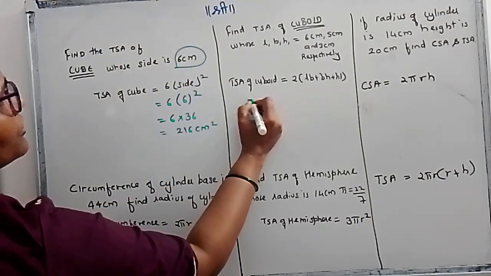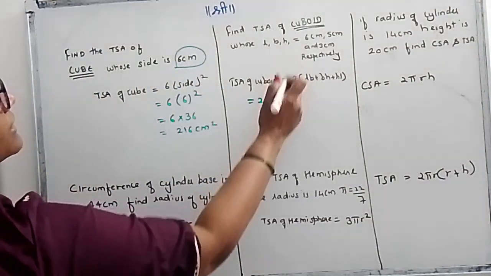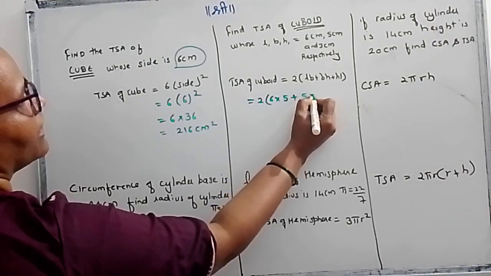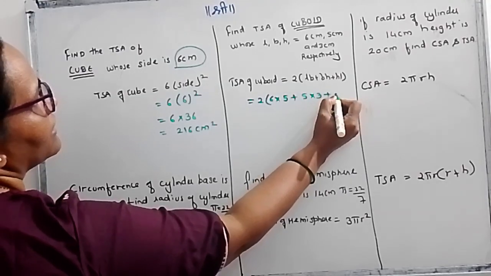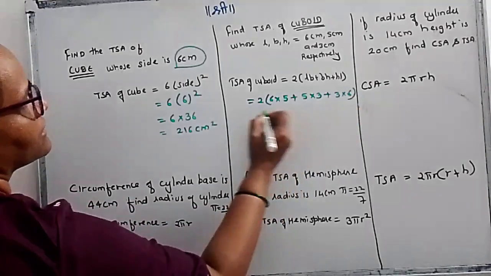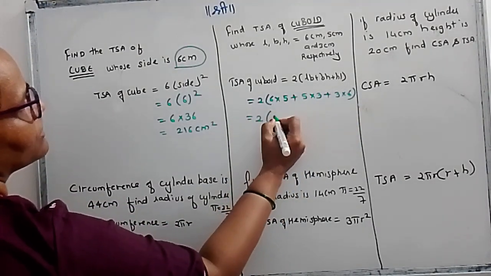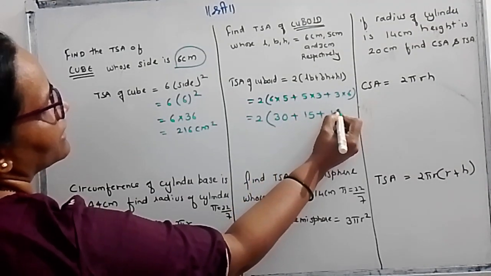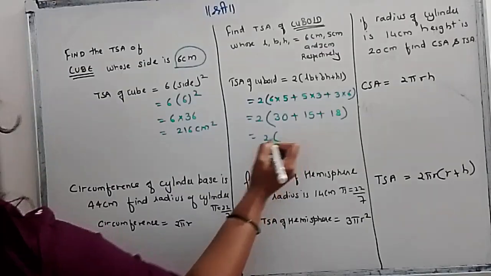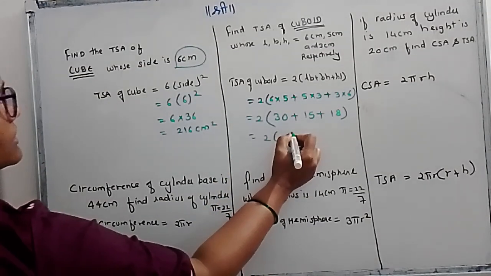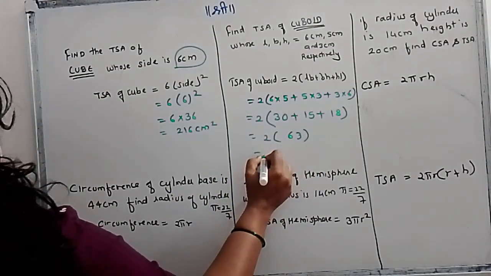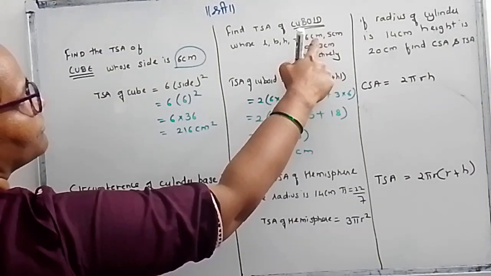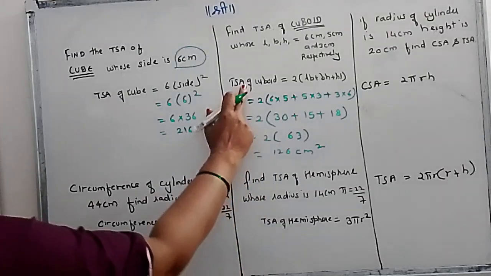Find the TSA of cuboid. 2, length is 6, breadth is 5. Again breadth is 5, height is 3, again height is 3, length is 6. 6 5s are 30, 5 3s are 15, 6 3s are 18. So 2 multiplied by 63, which is 126 centimeter square, because it is area.